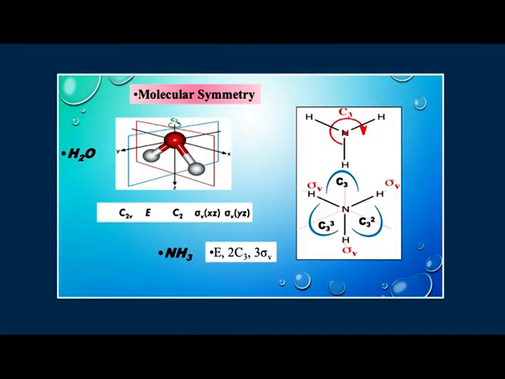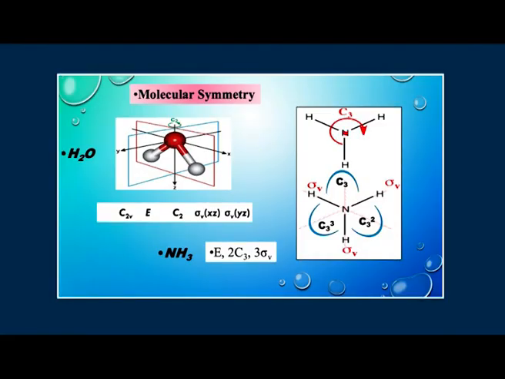Now, I would like to draw your attention to the molecular symmetry of water as well as ammonia. The water molecule possesses 3 symmetry operations in addition to identity. You know already that water has a C2 axis along the Z direction. That is, a 180-degree rotation in an anti-clockwise manner will bring an indistinguishable configuration. And as we discussed earlier, there are 2 sigma V's also, that is, in the XZ plane, which is the molecular plane shown in red color, and the other in the YZ plane, which is blue in color.